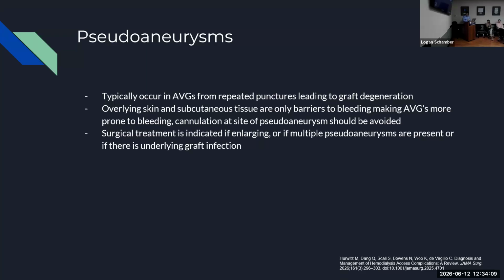And so because of this, cannulation at the site of the pseudoaneurysm should be avoided to avoid rupture, obviously. Surgical treatment is indicated either if the pseudoaneurysm is enlarging, if they have multiple pseudoaneurysms that are repeating flow, or lastly, if there is an underlying graft infection, which I will talk about a little bit later.